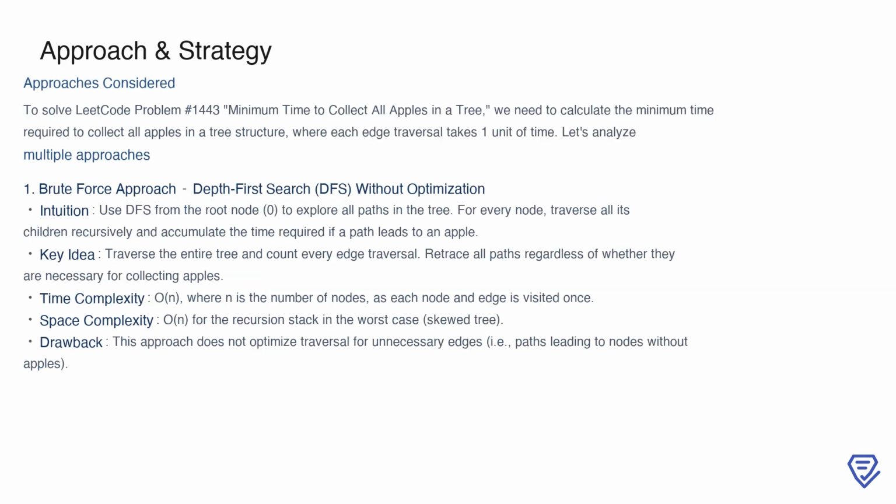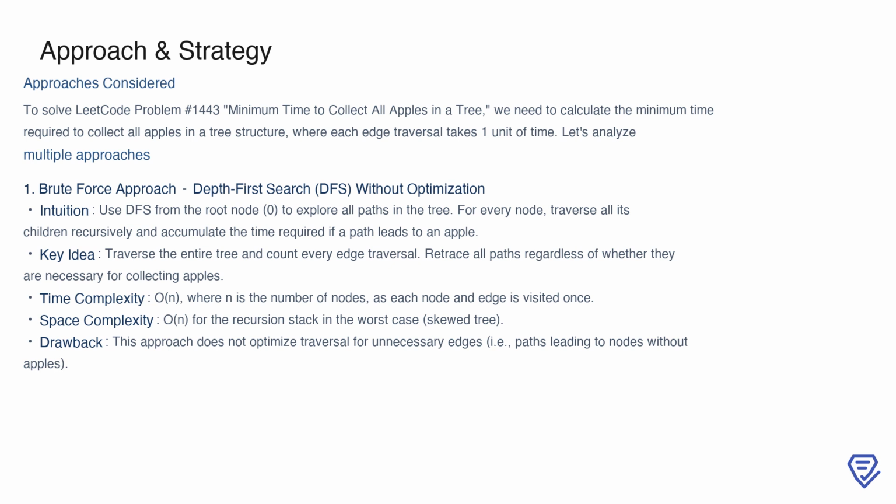To solve the problem of finding the minimum time to collect all apples in a tree, we need to evaluate different approaches for traversing the tree structure efficiently. The first approach we consider is a brute force depth first search, or DFS, without optimization. The intuition here is straightforward. Starting from the root node, we recursively traverse all paths to the tree's children, keeping track of the time it takes to reach each apple.